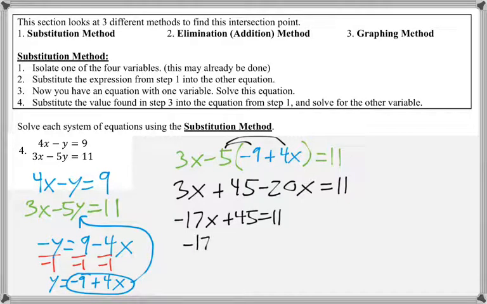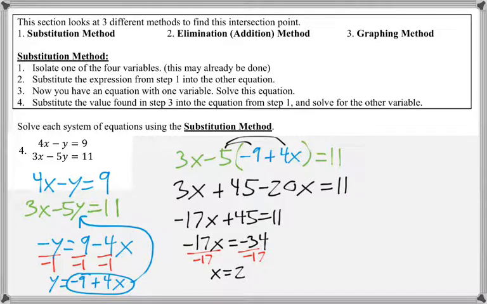And then subtract 45 from both sides. We get negative 17x is equal to negative 34. And then if you divide both sides by negative 17, then x is equal to 2. So we're almost there. We have our x value. Now we just need to find our y value.